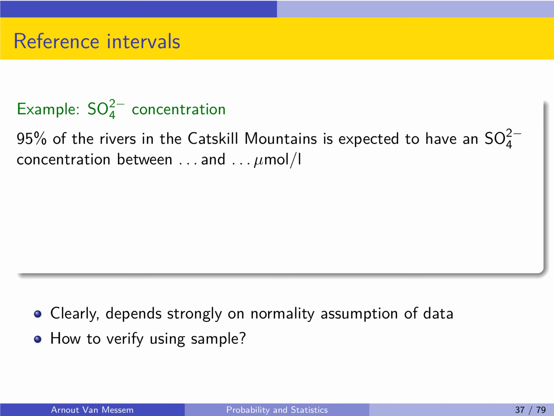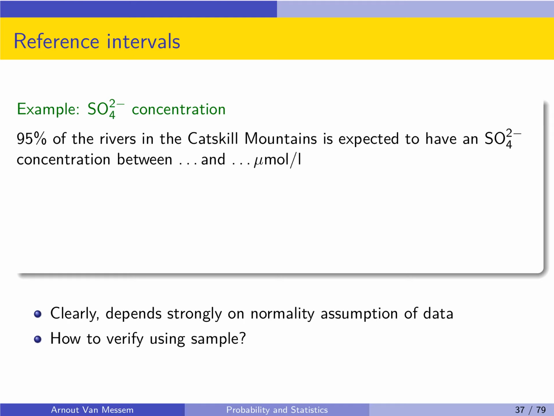58.25%. We can then also calculate the reference interval for this concentration. 95% of the rivers in the Catskill Mountains is expected to have a sulfate concentration between which values. So the values that we are looking for are the endpoints of the reference interval. So the reference interval was mu plus or minus sigma times the percentile. In this case, we do not know mu and we do not know sigma, so we have to estimate them with the values from the sample.